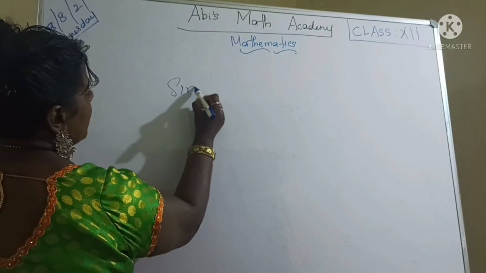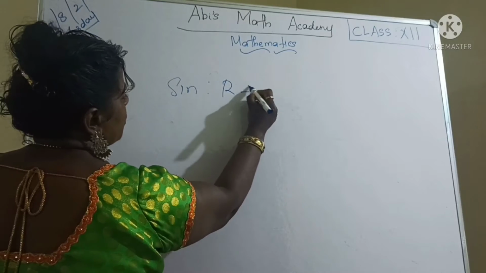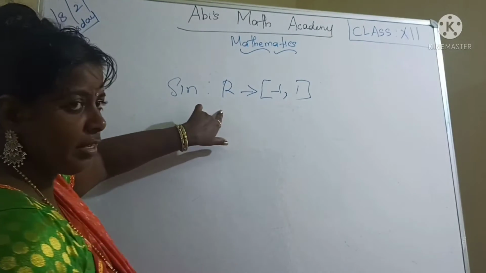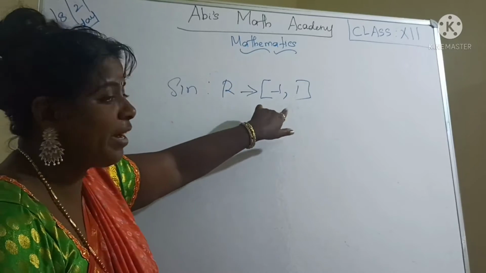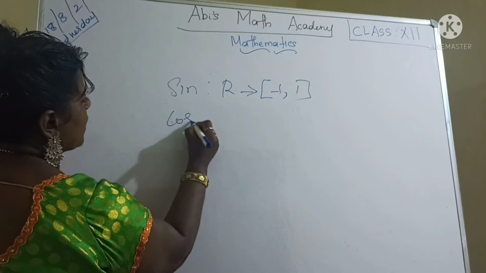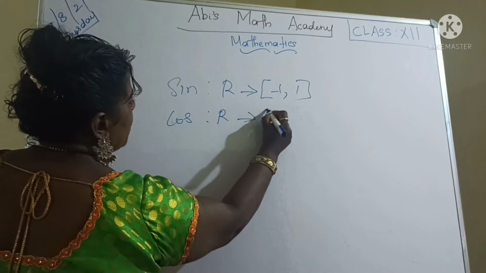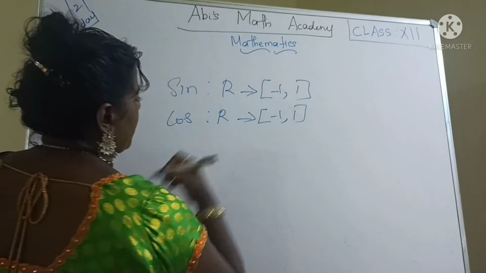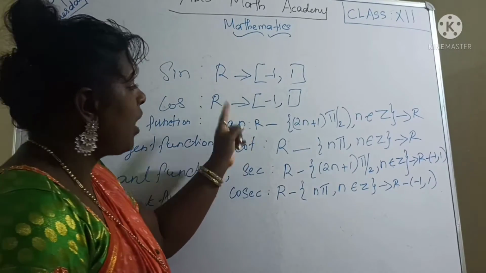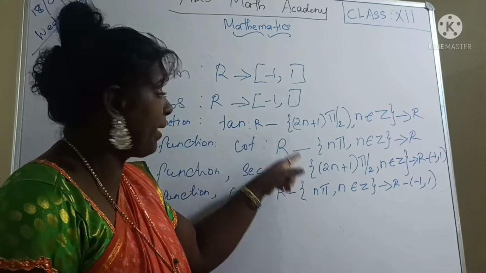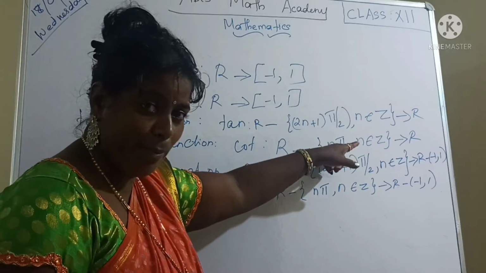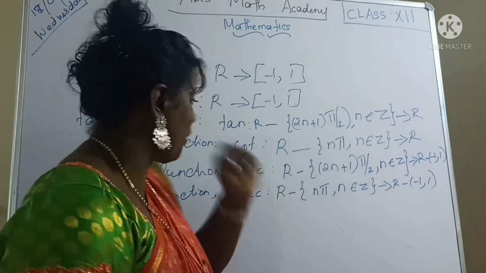So sine is from R to the closed interval minus 1 to 1. In this, R is the domain and minus 1 to 1 is the range, correct? Like this, cos is also from R to minus 1 to 1. Similarly the others. Similarly the tangent function, tan, is from R minus (2n plus 1) pi by 2, where n belongs to Z, to R, okay?